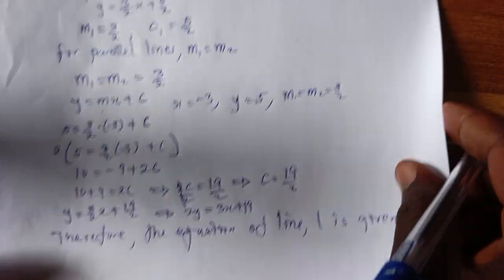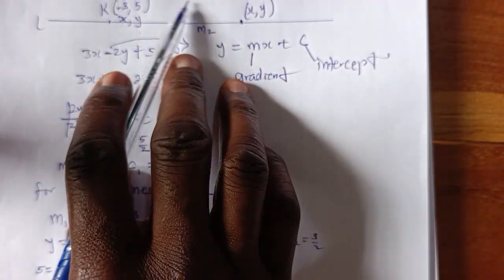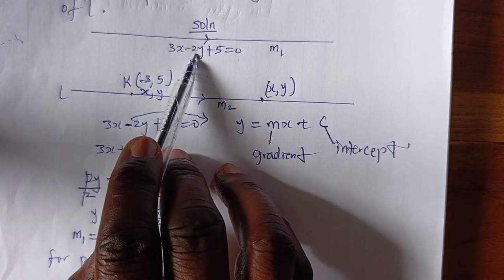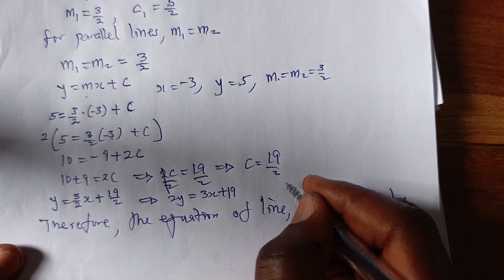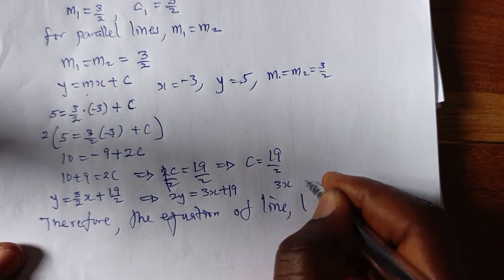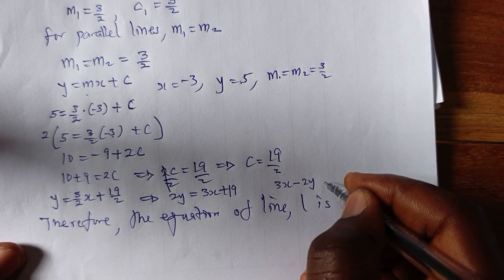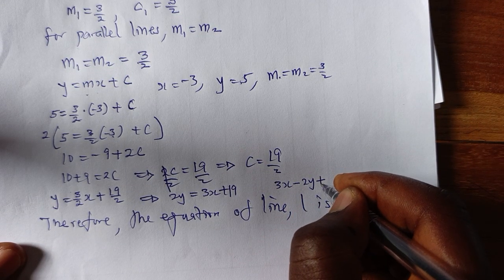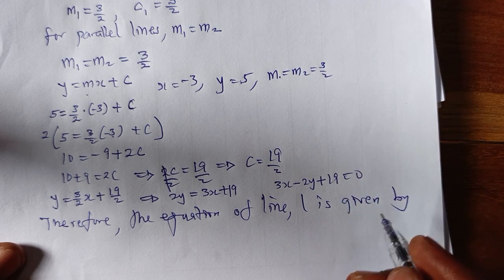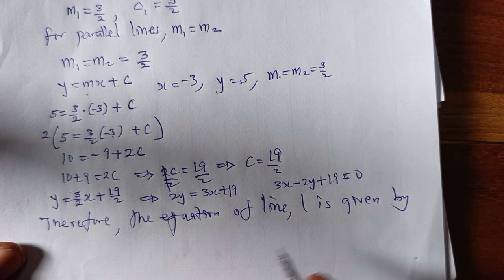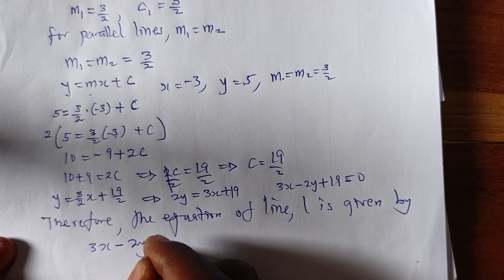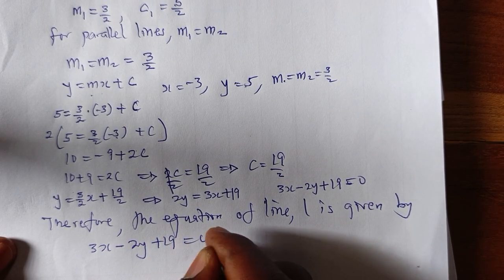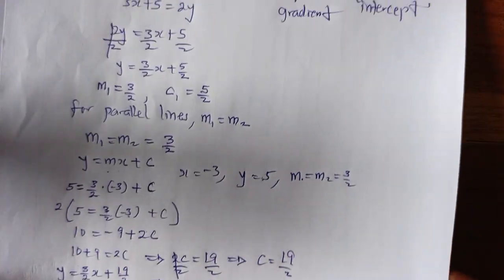Now in case you want to write it in this form, the form of the equation of line we are given, we are going to take 2y to this side. This implies we have 3x - 2y + 19 = 0. Therefore, the equation of line L is 3x - 2y + 19 = 0. And this is the answer to the question.